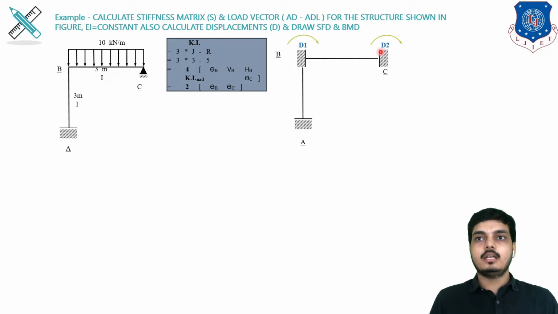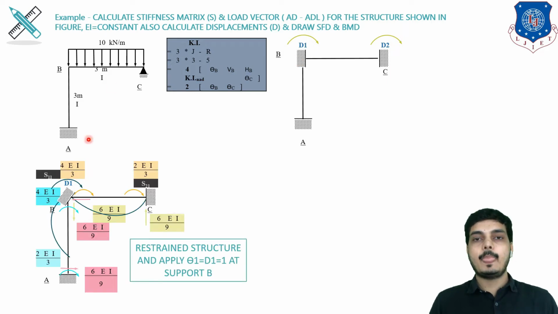Now here I have restrained the structure and applied my primary unknowns D1 and D2 as moments. One by one I will be applying these moments in a clockwise direction and finding the respective reactions as well as moments. First of all at B I have applied D1 equal to 1. So the effect will be like this. As it rotates in clockwise direction, you can see this will move upward and this will move downward.